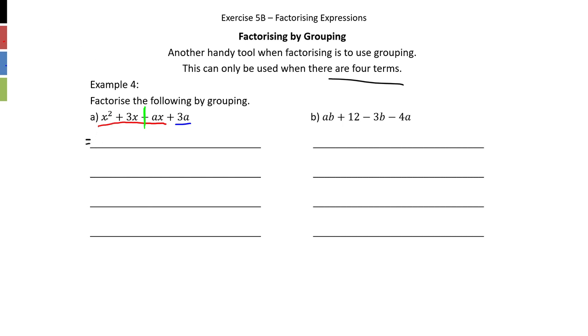So this is equal to x squared plus 3x. I can take out x, which leaves x plus 3, and then I have my plus here where I'm splitting, ax plus 3a. Well, that means I can take out a common factor a, and I'm left with x plus 3. And you're like, oh, that's nice. And if you've been paying attention, x plus 3, that's a common factor.